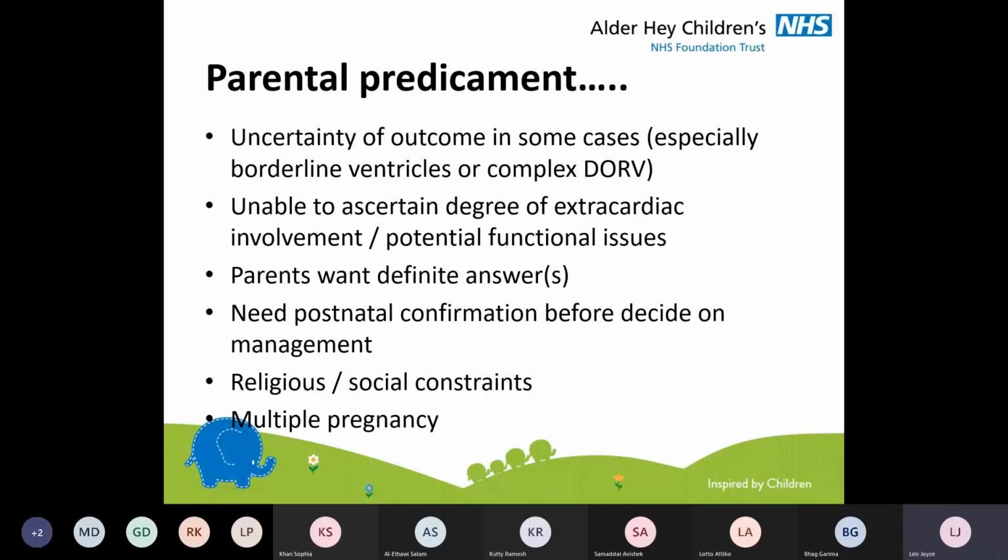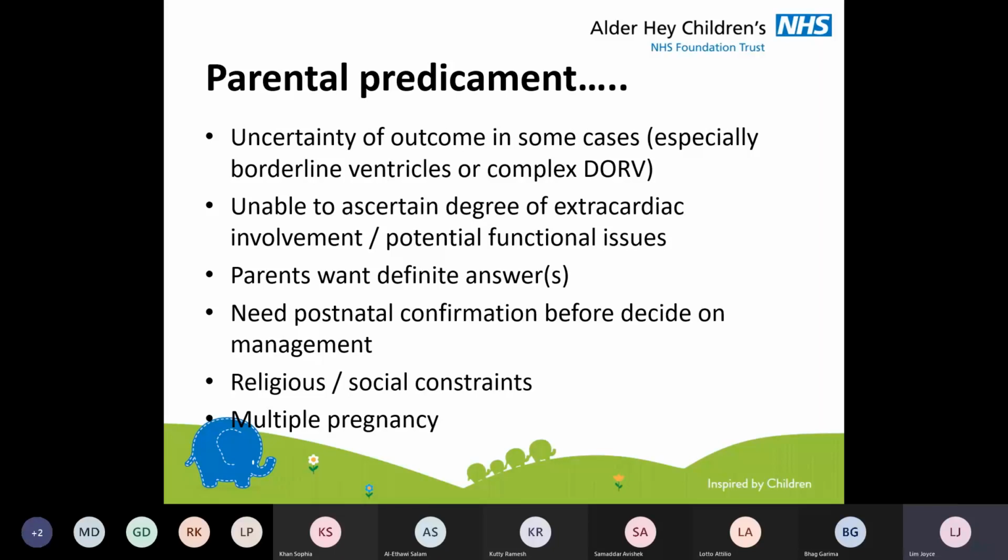And I never give them my personal impression of what I would do or what would happen, because I always tell them that we can have a guess, and our guess is not always right, because each fetus is an individual, and each fetus will behave in a different way in terms of their hemodynamics itself. So it's difficult to give a definite answer to things. Whatever it is, we'll need a postnatal confirmation before we decide on management.